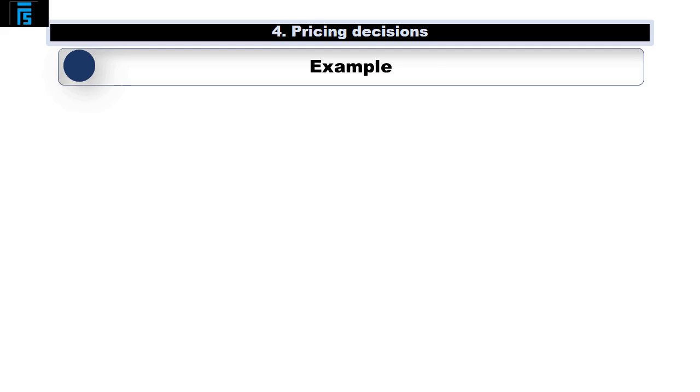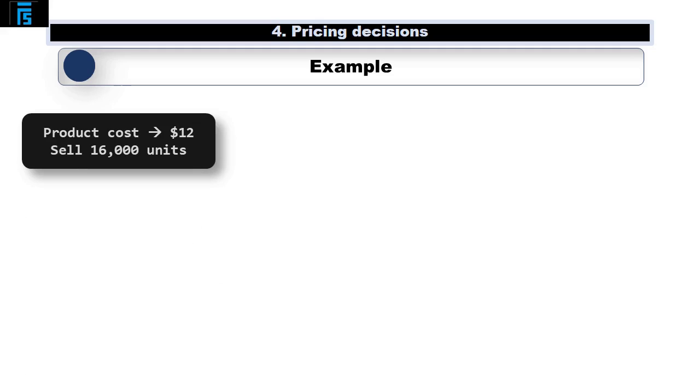Let's put some numbers to this to make it a bit clearer. A company charges $12 for a product and they sell 16,000 units at this price.